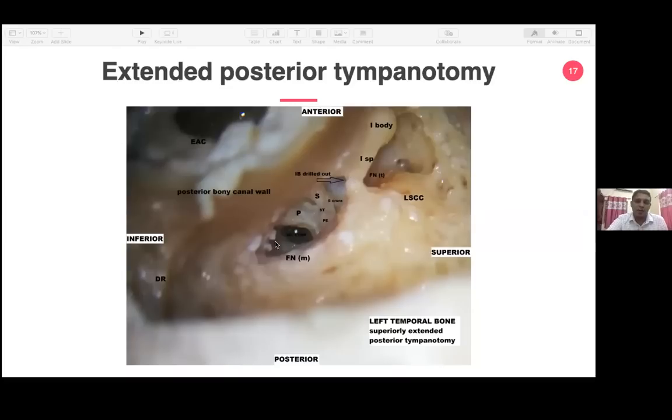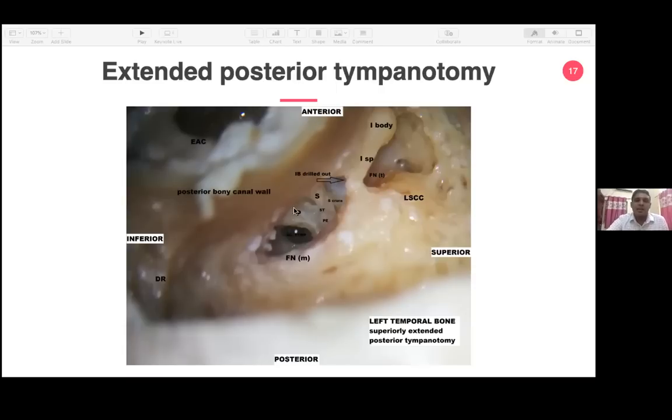If you have to extend the posterior tympanotomy inferiorly, you can't sacrifice the facial nerve. That is more important. So you can sacrifice the chorda tympani instead. So this will be the chordofacial angle. This is the facial nerve and this is the chorda tympani. So you cut the chorda tympani here and extend it like that. So the posterior tympanotomy can be extended superiorly at the expense of the incus buttress. It can be extended inferiorly at the expense of the chorda tympani.